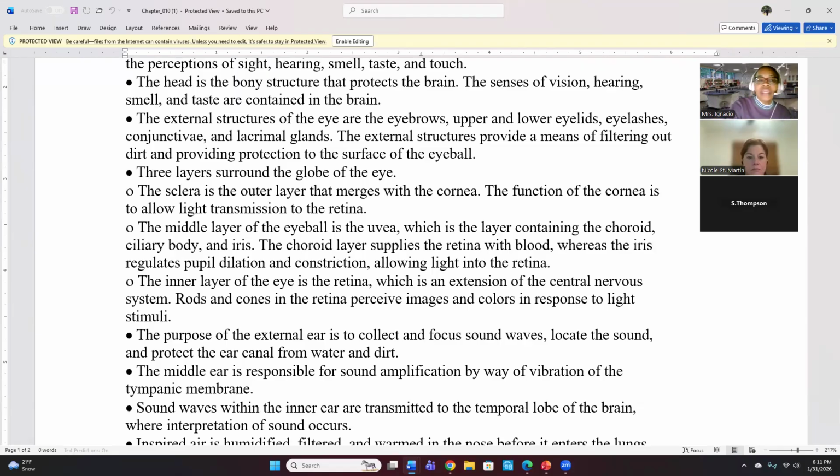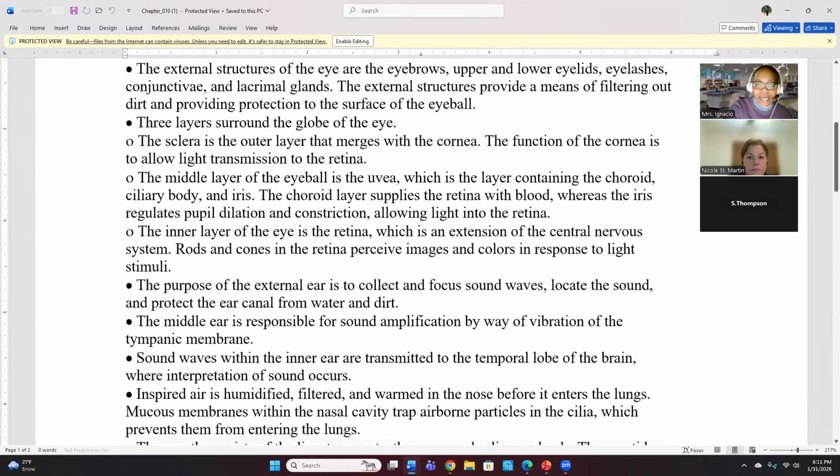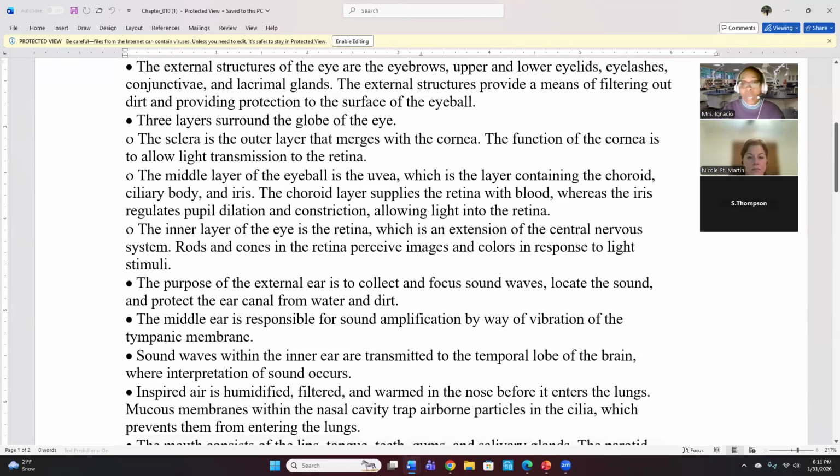There are 3 layers that surround the globe of the eye. The sclera is the white part of the eye, and we talked about an abnormal finding, which was scleral icterus. That could be found in our patients that have jaundice, a liver patient. So understanding what's normal, and when there are deviations from the normal finding, what does that abnormality mean?